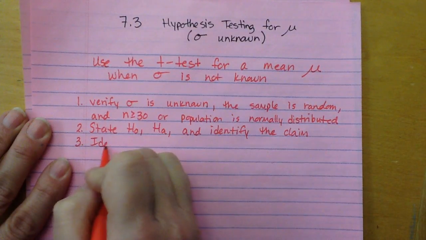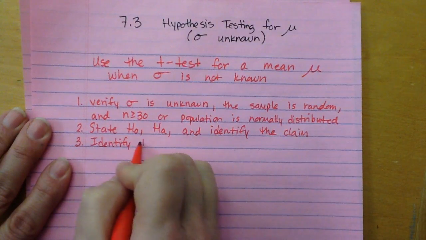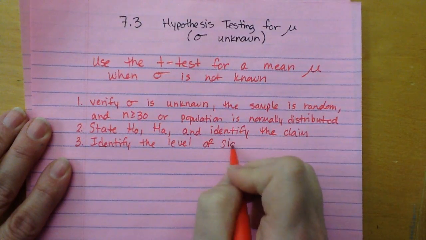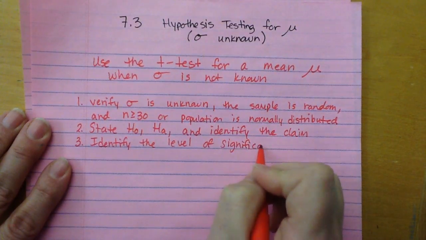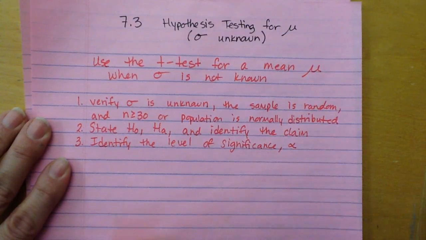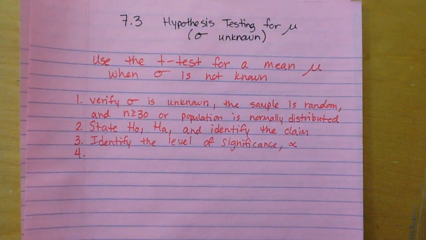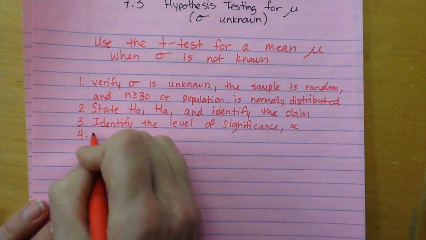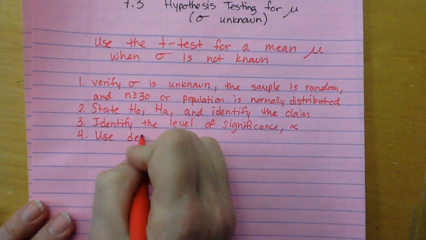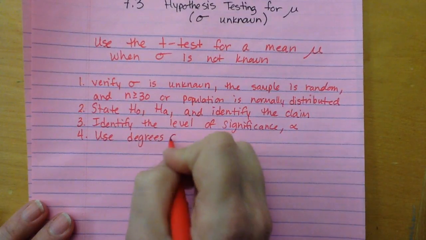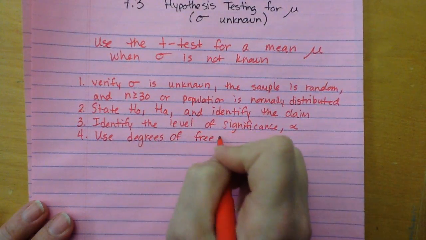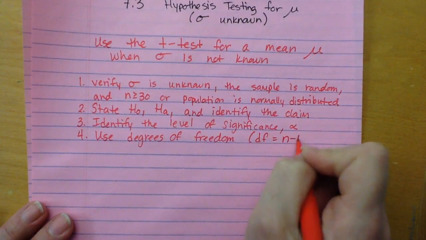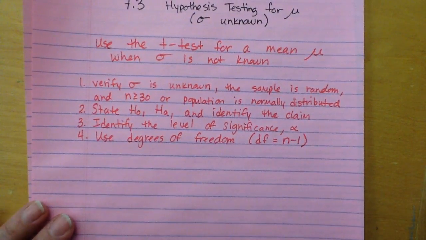Next, we identify the level of significance, which is alpha, same as it has been. Okay, here's where it gets different. Then we use the degrees of freedom. Remember from before that degrees of freedom is n minus 1, so it's 1 smaller than the sample size.